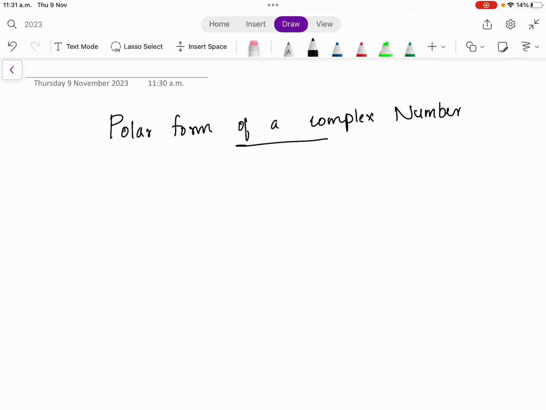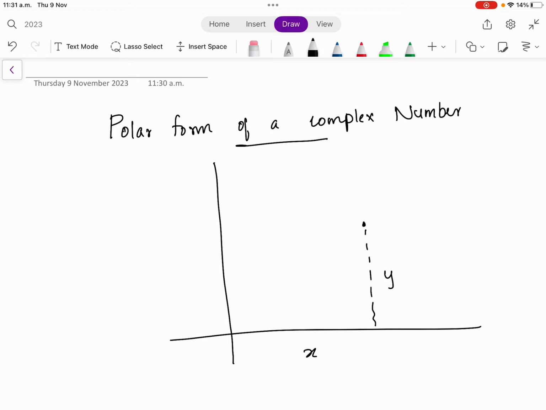Let's learn how to work with the polar form of a complex number. Suppose there is a point in a Cartesian plane. If I draw a line like this, suppose this is x and this is y, this point is denoted by (x, y). Now in the case of complex numbers, you can say that this is x comma iy.